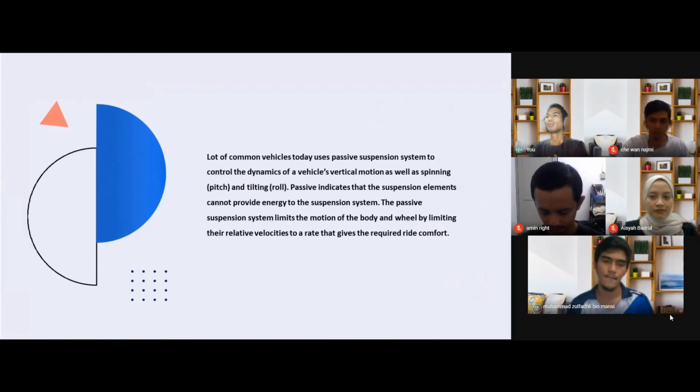Okay, a lot of common vehicles today use a passive suspension system to control the dynamics of vehicle vertical motion, as well as spinning pitch and tilting roll. Passive indicates that the suspension element cannot provide energy to the suspension system. The passive suspension system limits the motion of the body and wheel by limiting their relative velocities to a rate that gives the required ride comfort.